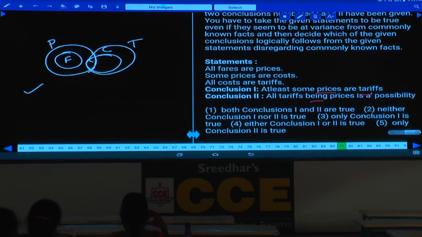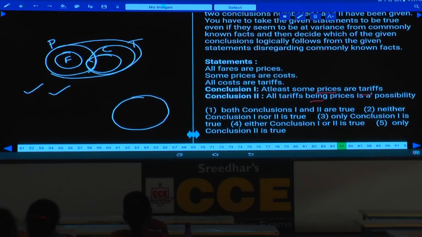All tariffs are prices is a possibility. All tariffs are prices. Now tell me whether I can draw like this or not. Price. Yes, we can draw. Because all the statements are affirmative, we can draw it as a single diagram in the case of a possibility. Hence, both the conclusions follow. Both, that is choice 1. Question number 85, choice 1 is the answer.